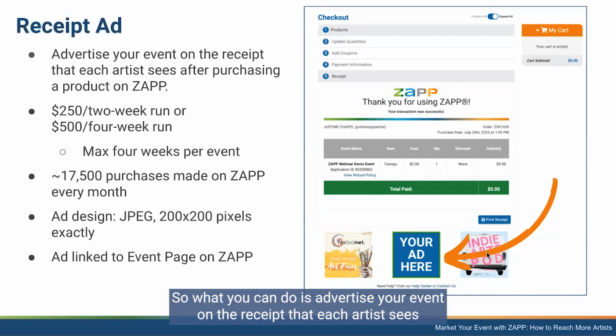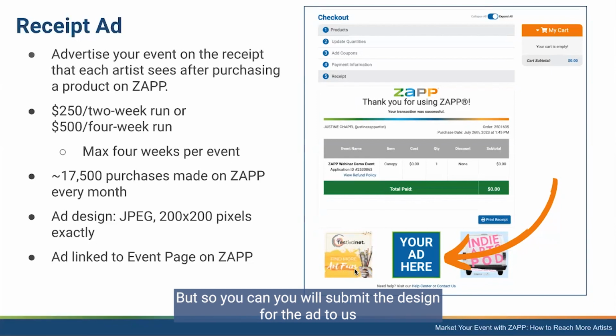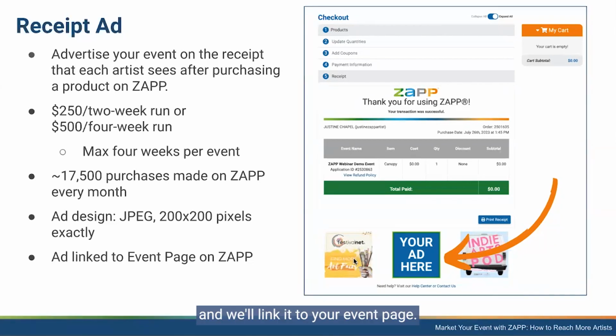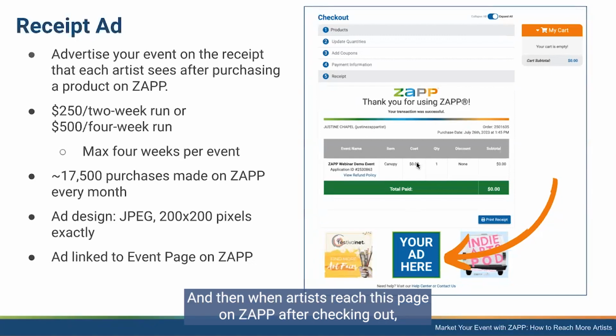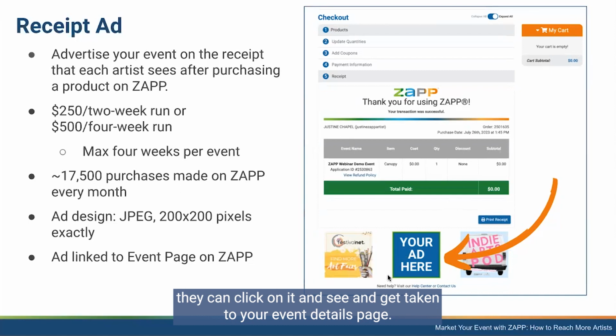So what you can do is advertise your event on the receipt that each artist sees after purchasing a product on ZAPP. We have these clickable ad spots, so you'll submit the design for the ad to us, and we'll link it to your event page. And then when artists reach this page on ZAPP after checking out, they can click on it and get taken to your event details page.